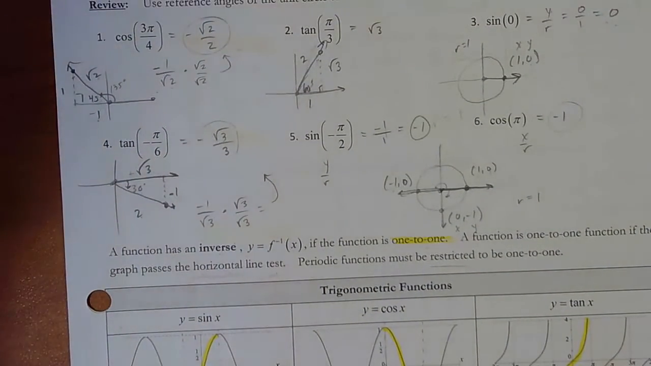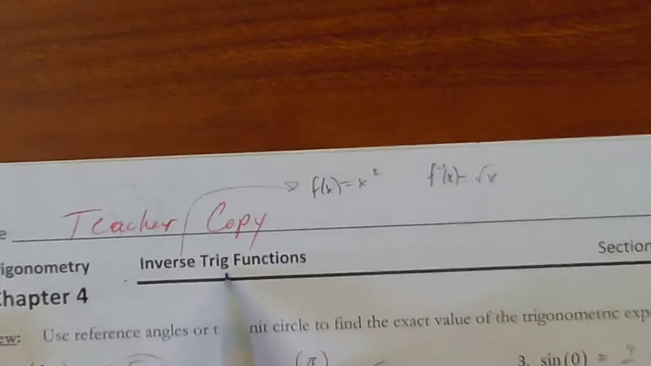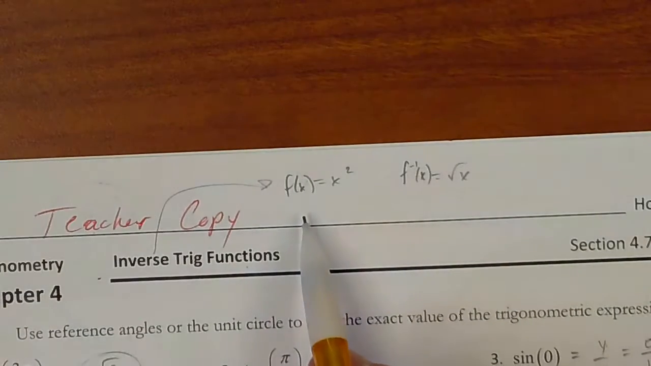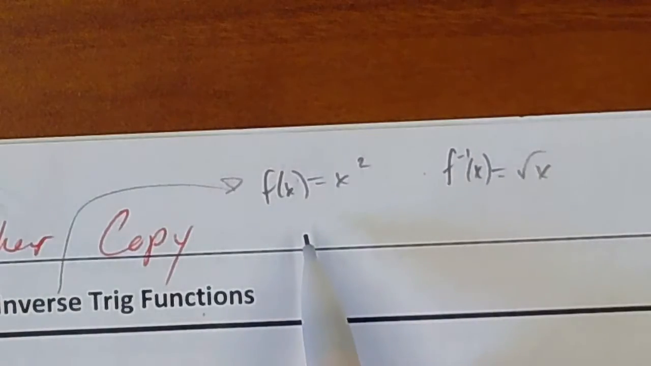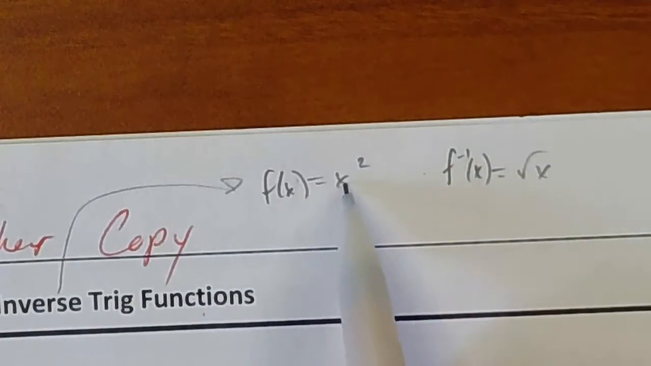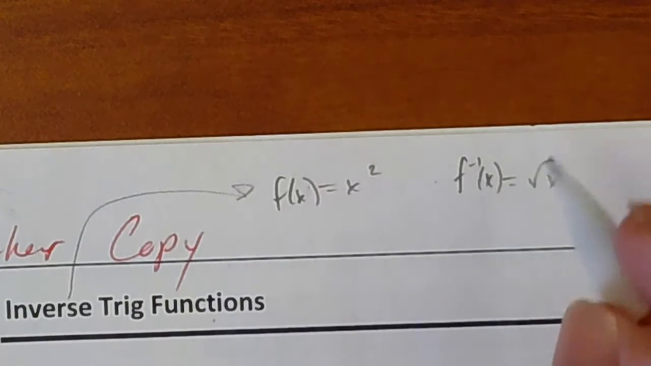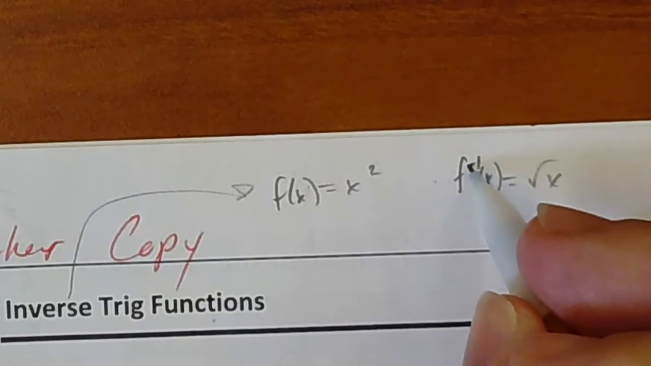All right, so 4.7 is all about what's called inverse trig functions. Back when we did inverse functions in chapter 1, here's a real basic example of inverse functions. Let's just say we have a number squared, or x squared. The inverse of that, which kind of undoes it, would be the square root of x. And we denote inverse functions with this little negative 1 up there, okay?